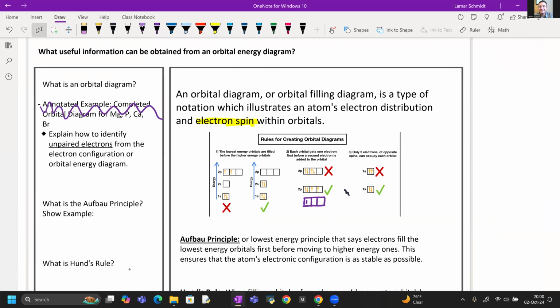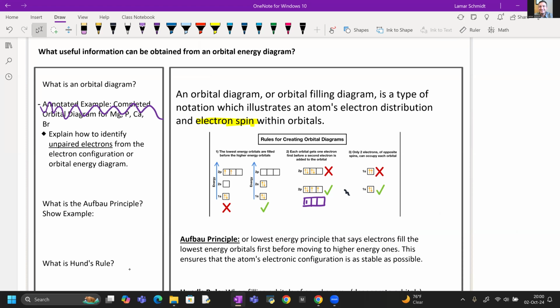And so I started off with that in this video, and I kind of ended like that in the lecture today in class. But now we're going to go through these principles real quick, and this is going to guide how we draw orbital diagrams. All right. So my first question is, what is the Aufbau principle, and show an example.